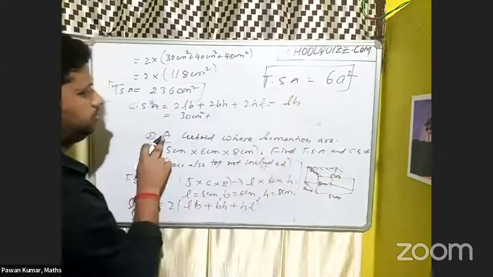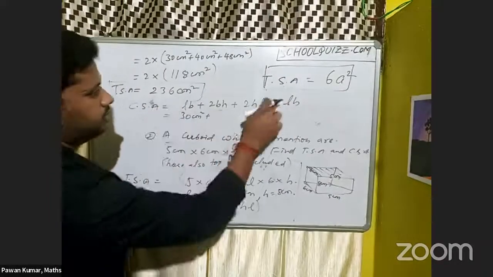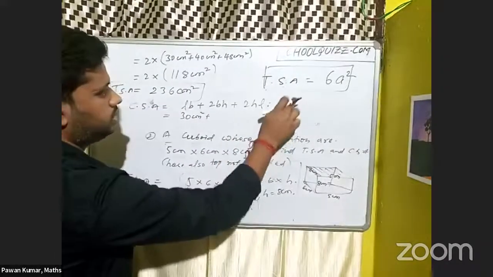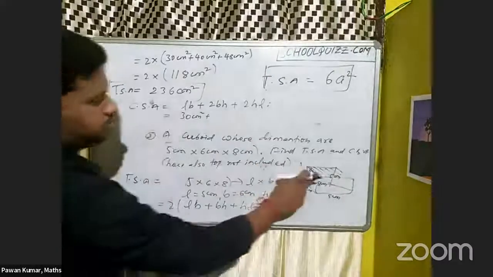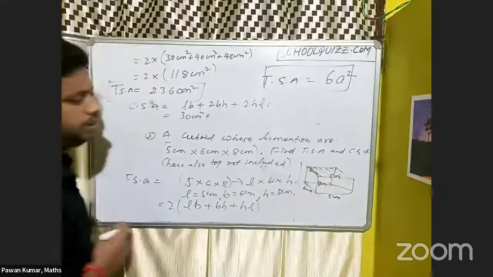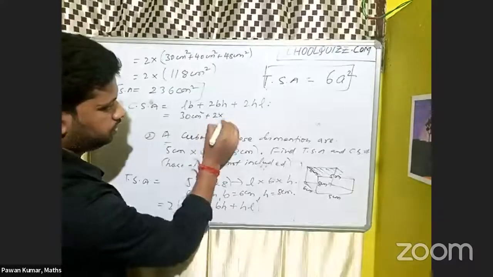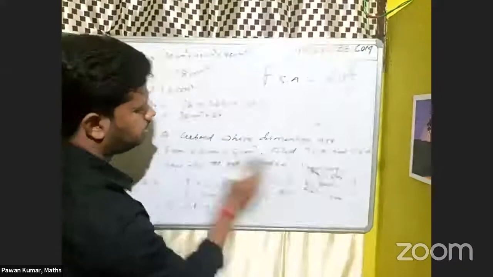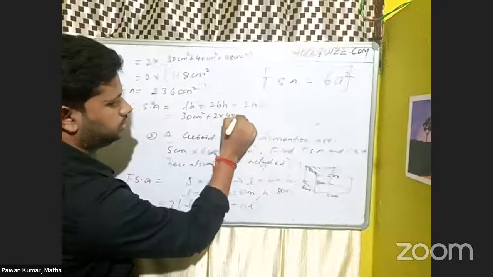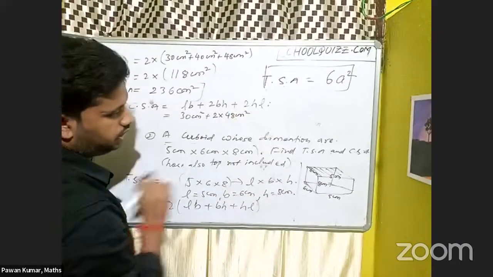So how much LB will there be? Only 1 LB will be there. Correct. So that's why I mention 1 LB, because one length and breadth, this top part, will be ignored there. 2 BH means 2 into B into H. This 6 into 8 is 48 centimeter square. Okay.